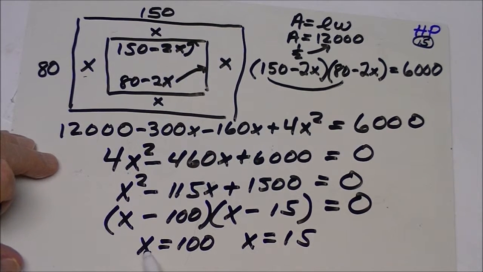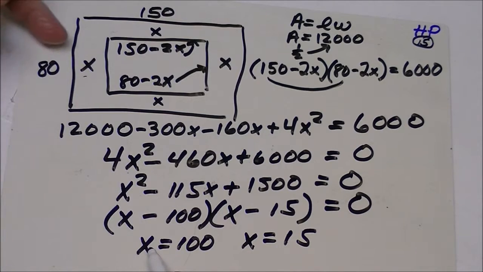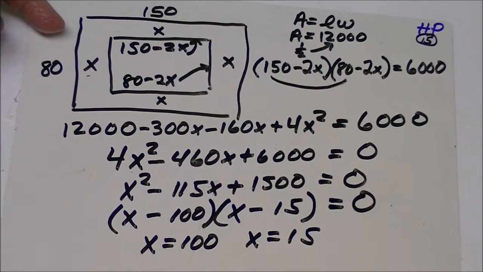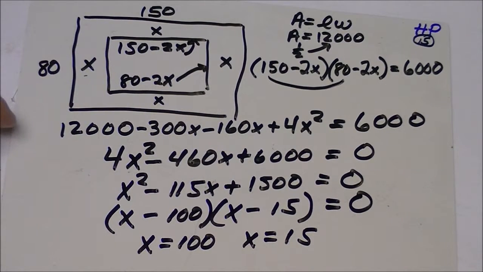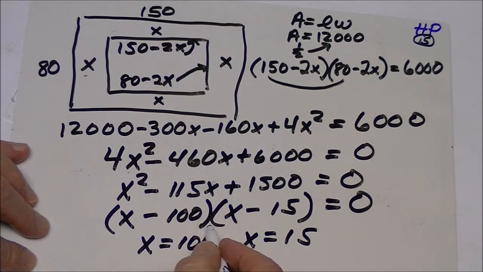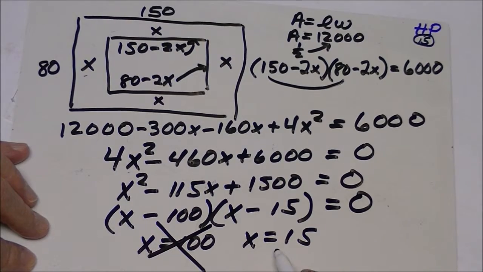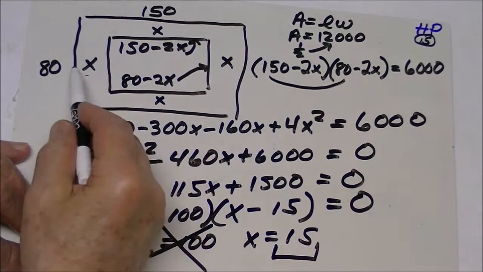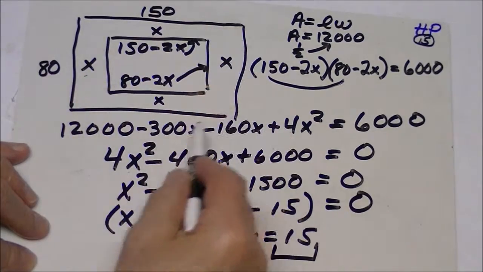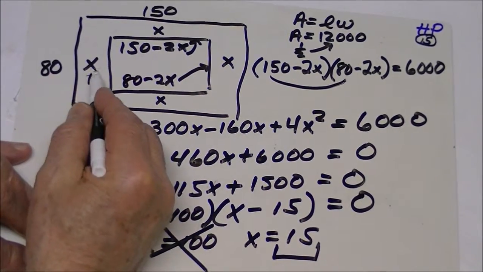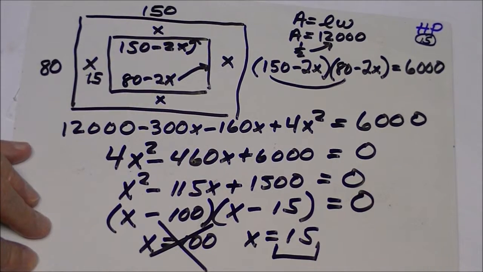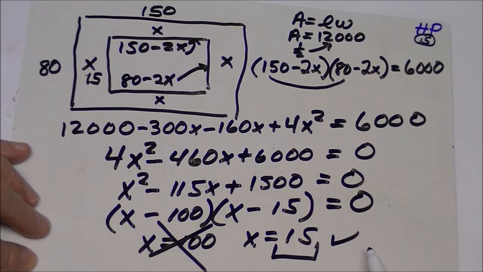Now if x is 100, that wouldn't work there at all. So this is an extraneous root. We just throw that one out. And our answer is 15. So the width of this walkway around the whole thing will be 15. x equals 15. And that checks.